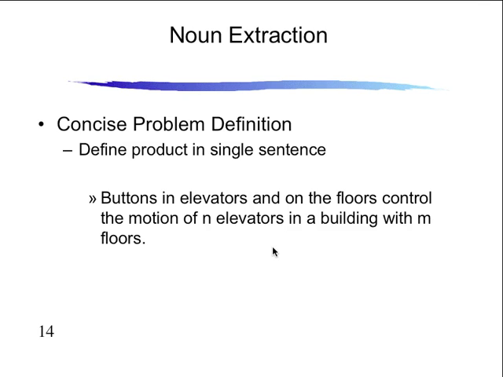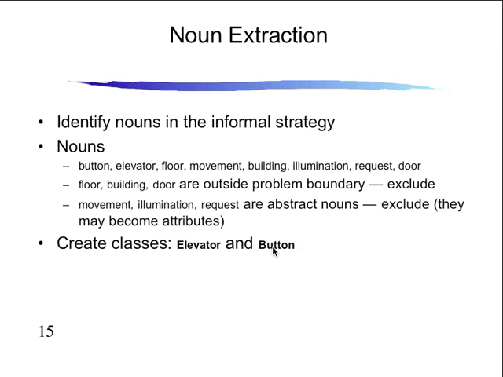As an example, buttons in the elevator and on the floor control the motion of the N elevators in a building with M floors. That came from our requirement spec. So then we can extract out the nouns and say, identify all the nouns in this informal strategy. Well, nouns would be button, elevator, floor. We pulled it out of here, movement. And we can create classes out of the nouns. Let's say now we have an elevator and a button.